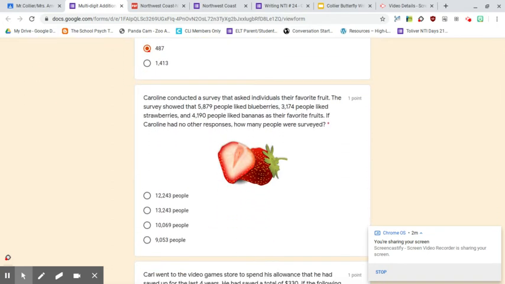The hardest part of this assignment is going to be figuring out whether you need to add or subtract. So let's read about Carolyn. She did a survey about fruit, and she's got this many people that like blueberries, this many people that like strawberries, and this many people that like bananas. So how many people were surveyed? So for this problem, you are going to be asked to add up those three numbers. You're not going to subtract on that one. So then you would stack those three numbers up and add them together.